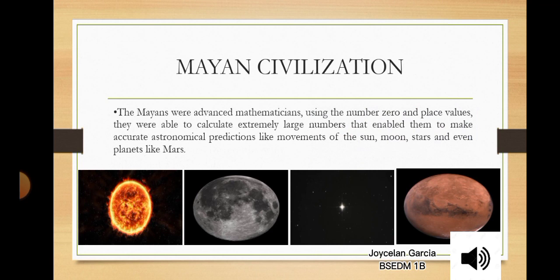The Mayans were advanced mathematicians using the number 0 and place values. They were able to calculate extremely large numbers that enabled them to make accurate astronomical predictions, like movements of the sun, moon, stars, and even planets like Mars. Mayan numerical system.